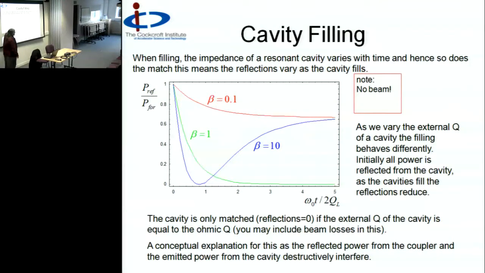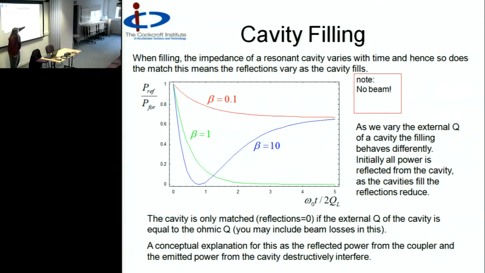But then, at this point here, your emitted power is equal to your reflected power, the same as we had in the match case. But the cavity hasn't finished filling yet. It's not in steady state yet. So you get even more power into the cavity, and then the emitted power grows, and it actually starts to increase again. Your emitted power starts to get bigger than your reflected power, so your reflections start to increase again.